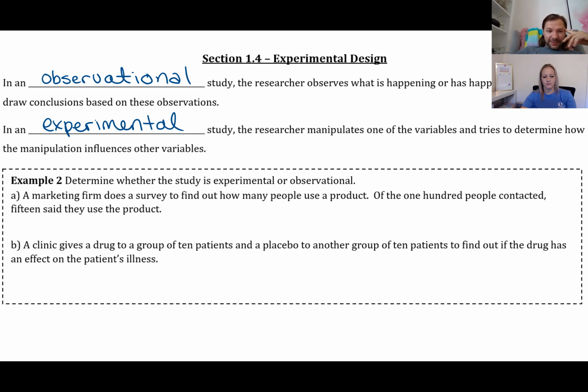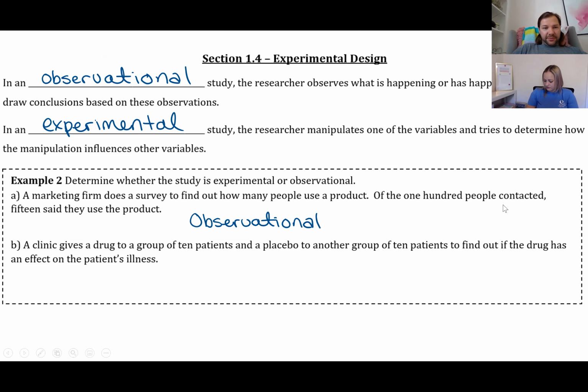Okay, example 2: determine whether the study is experimental or observational. A marketing firm does a survey to find out how many people use a product. Of the 100 people contacted, 15 said that they use the product. All we did was call people and ask them, so that would be an observation. We're just asking, are you using the product or not? It turns out 15 are. Next, a clinic gives a drug to a group of 10 patients and a placebo to another group of 10 patients to find out if the drug has an effect on the patients' illness.